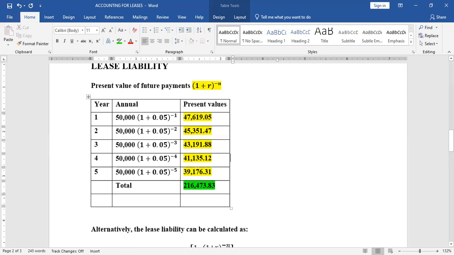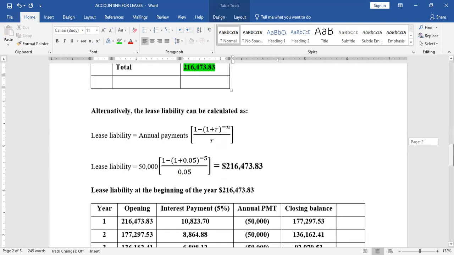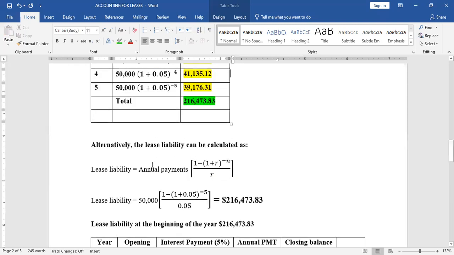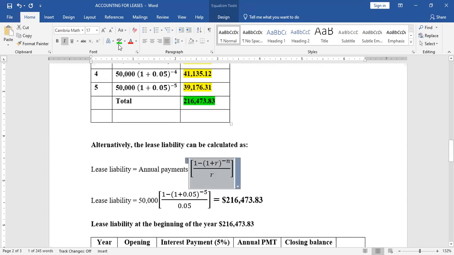Now I indicated alternatively, if you are brave enough, you can use a shorter formula which says this liability is equal to annual payments, open brackets, 1 minus open brackets 1 plus R, close brackets, raised to the power negative n, over R. All right. Now this one is also a discount factor, just like this one here, just like this one.